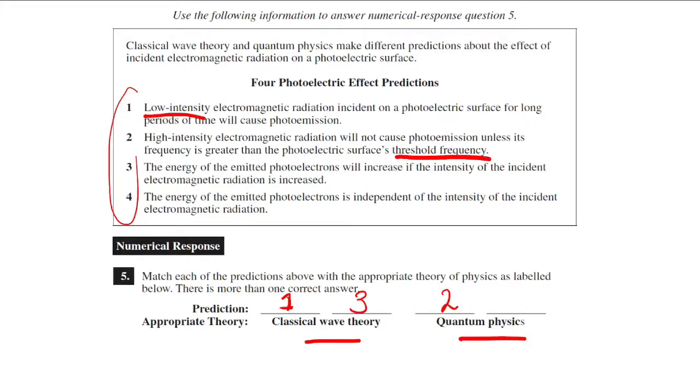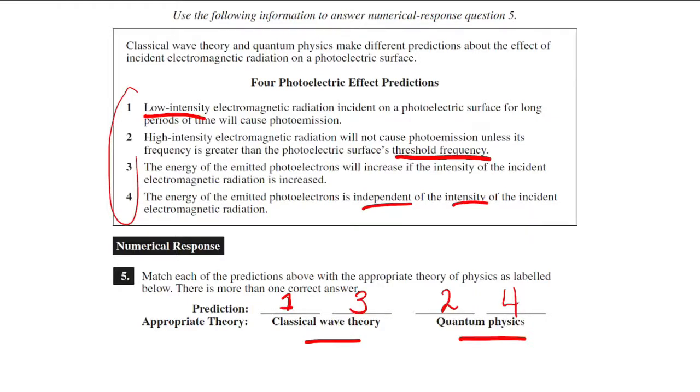And then 4, obviously, it's going to go, but let's just make sure we understand it. Energy of the emitted photoelectrons is independent of the intensity. Independent of intensity, yes, it absolutely is. That is our quantum physics right there.